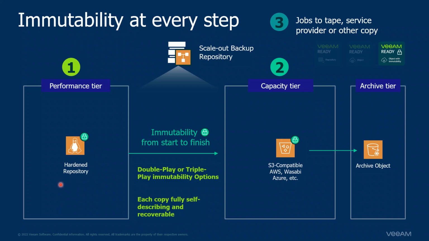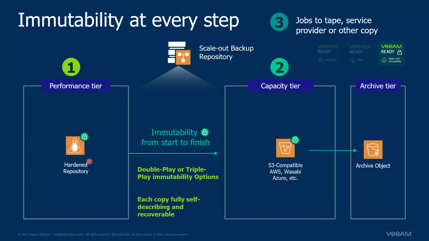And what I really like is that this is a completely different immutability control plane than that. And when you have copy mode enabled with SOBR, the contents are in sync. So you have two different copies of immutable backups, two different control planes of immutability, and they're both fully self-describing and fully recoverable. So it's like, by the math, this is a super resilient way to do it.